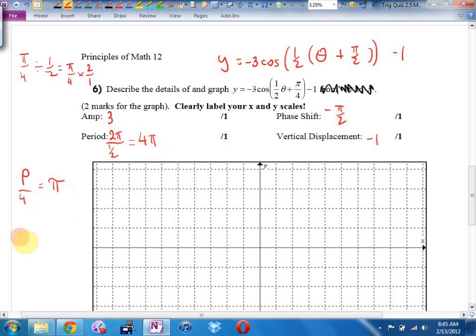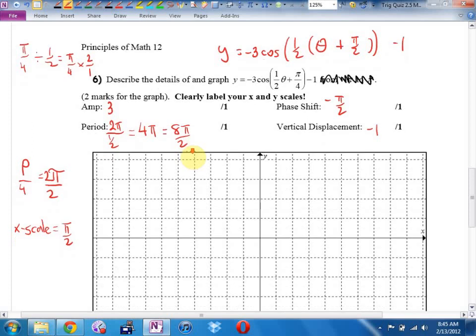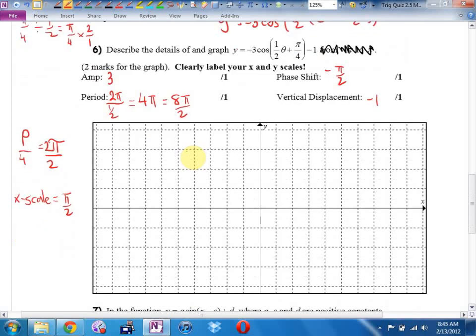I think my horizontal scale is going to be pi by 2, and I'll call this 2 pi by 2, and I'll call this 8 pi by 2. The period is going to be 8 squares, and every dot is going to be every 2 squares. Let's bring in my, what did I say I did first? Vertical displacement I did first. Negative 1.